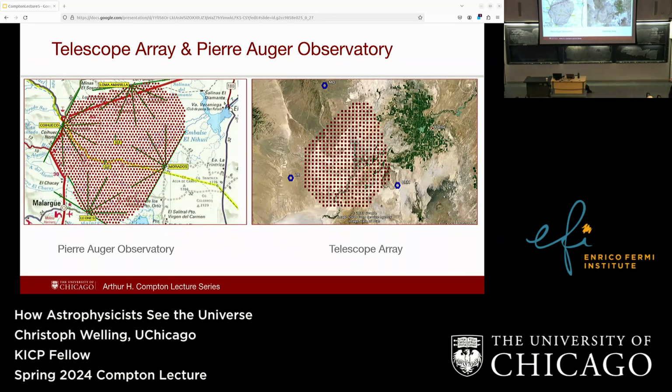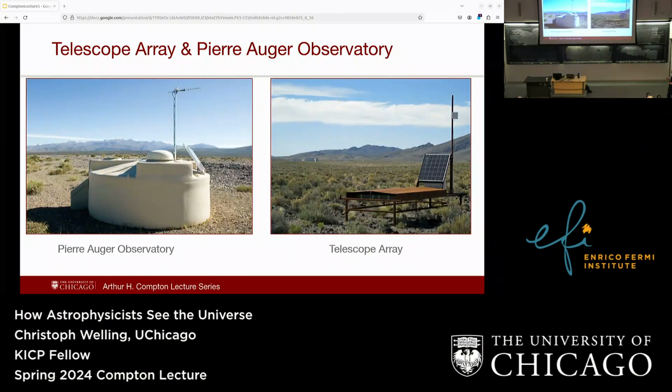And so this is a map. Each one of these dots here is one of these tanks. And between them, it's about 1.5 kilometers, so a little under a mile. So these are fairly simple, but they cover a huge area. I thought I heard you say a 2-hour drive from Salt Lake City. Is that what you said? Yeah.